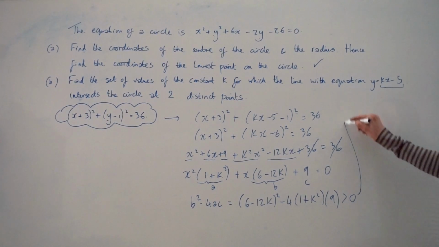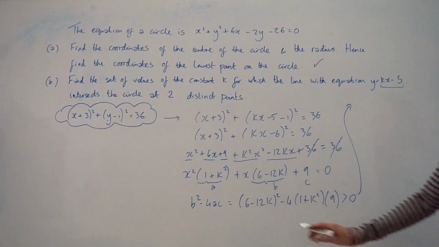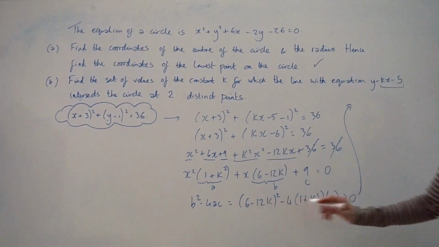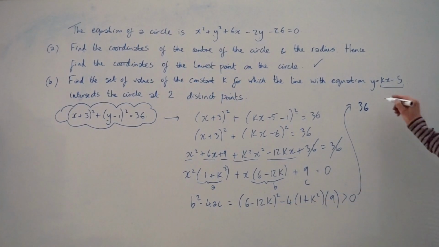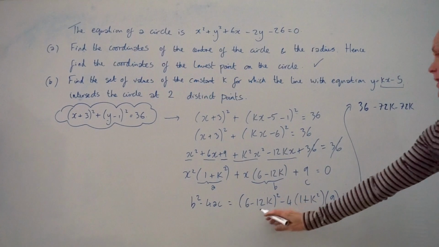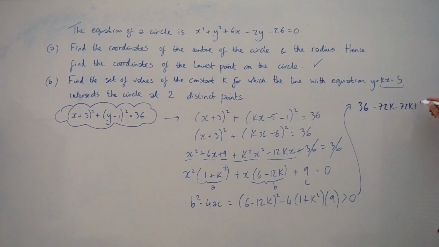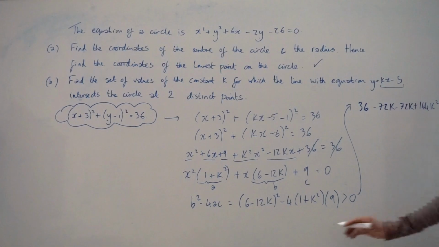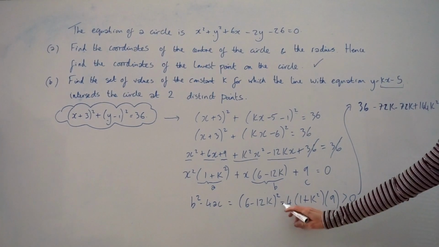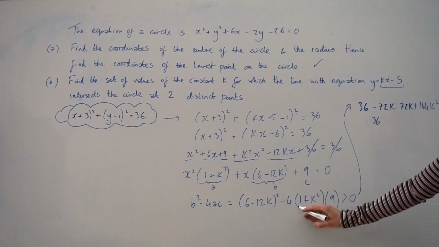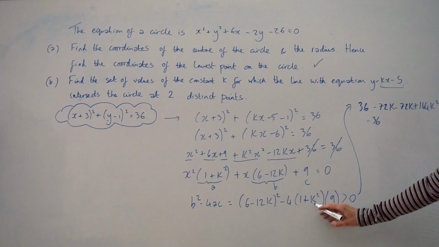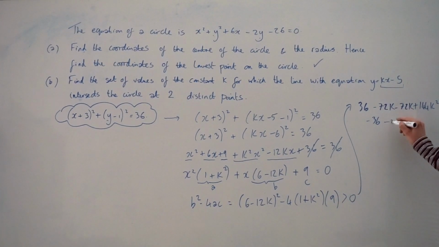So I'm just going to carry on up here and expand and simplify again. So if I expand these brackets here, I have 6 squared, which is 36, then I have 6 multiplied by negative 12k is negative 72k, and another negative 72k. Then if I multiply this by itself, I get positive 144k squared. Then if I multiply all of these brackets out here, I get negative 4 multiplied by 9, which is negative 36. Then I have negative 4 multiplied by k squared, and then by 9, which is negative 36k squared, and this is greater than 0.